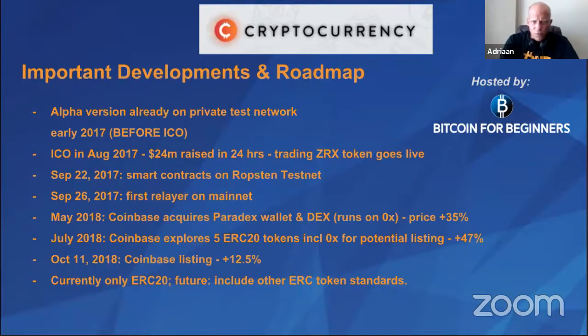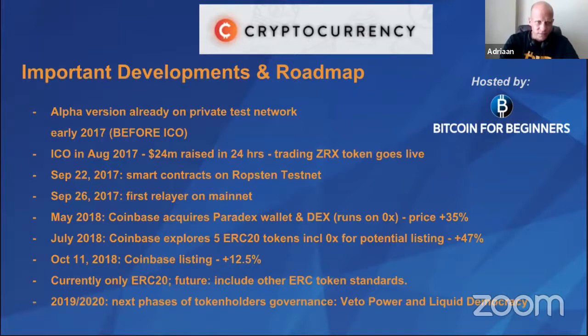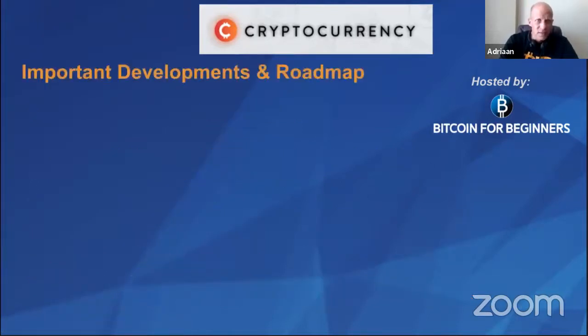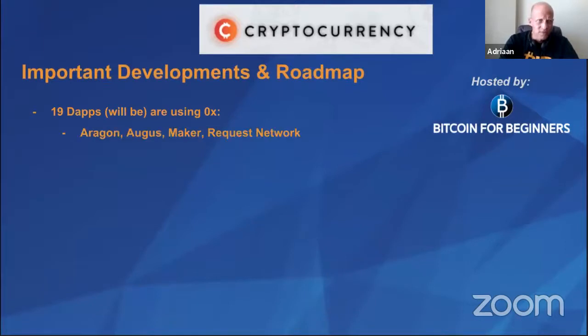And currently on the roadmap is further development of the governance protocol, but also, because now it only supports ERC20 tokens, the future should include other ERC token standards as well. And as I said, the next phases of token holder governance will be in 2019, 2020, to become veto power first and then move to liquid democracy. It doesn't end there, and they want to make governance even more democratized and decentralized. But that's still being worked on.